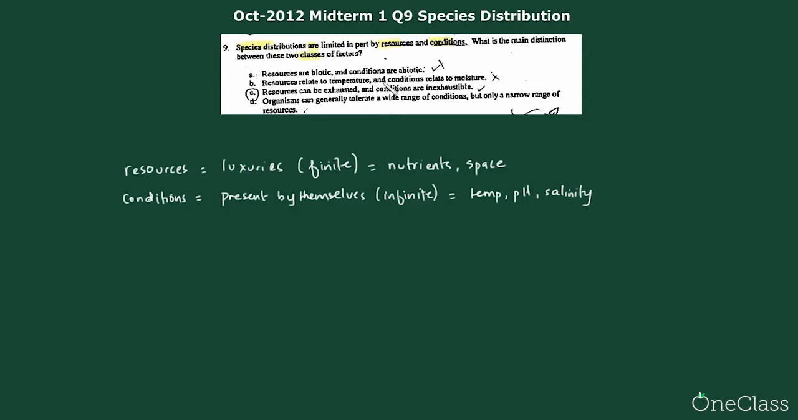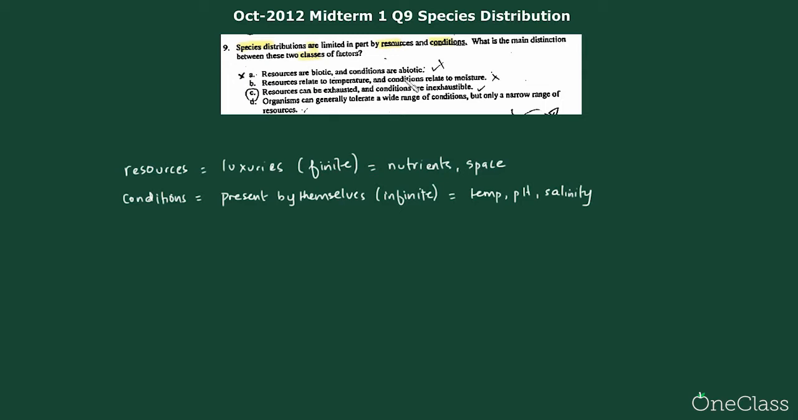Resources are biotic and conditions are abiotic. Well, biotic and abiotic pertain to living and non-living organisms respectively, but resources and conditions are rather used for the living organisms, but they are not necessarily themselves biotic or abiotic. So answer choice A is wrong. Okay, now let's see B.